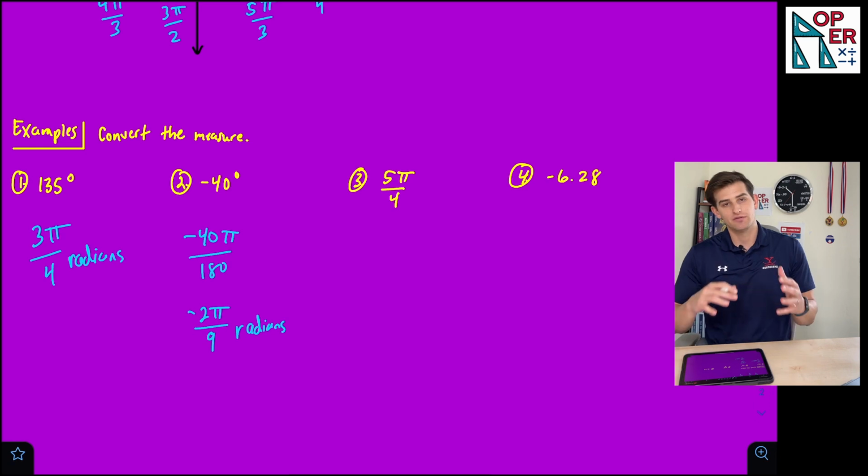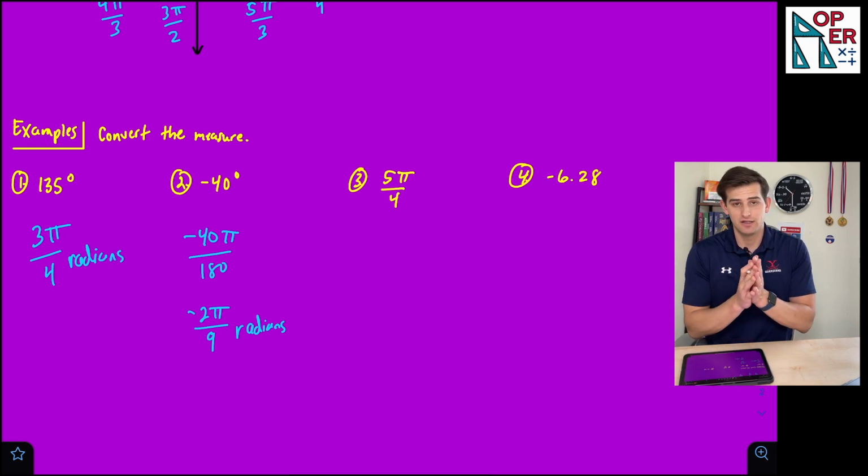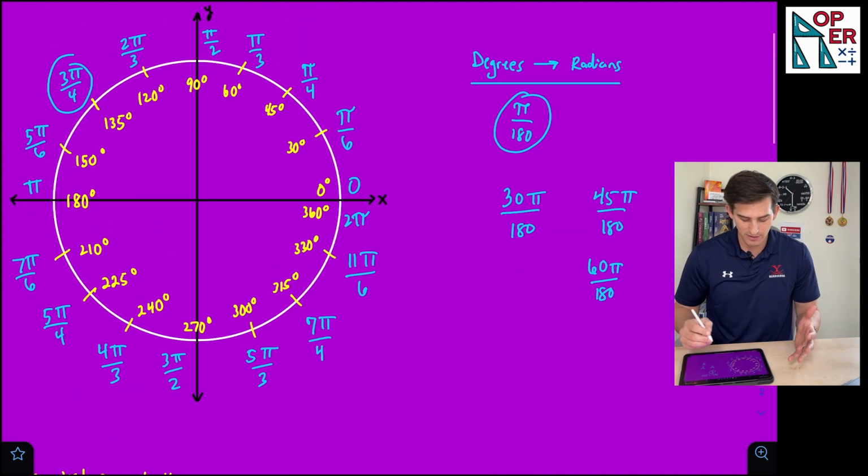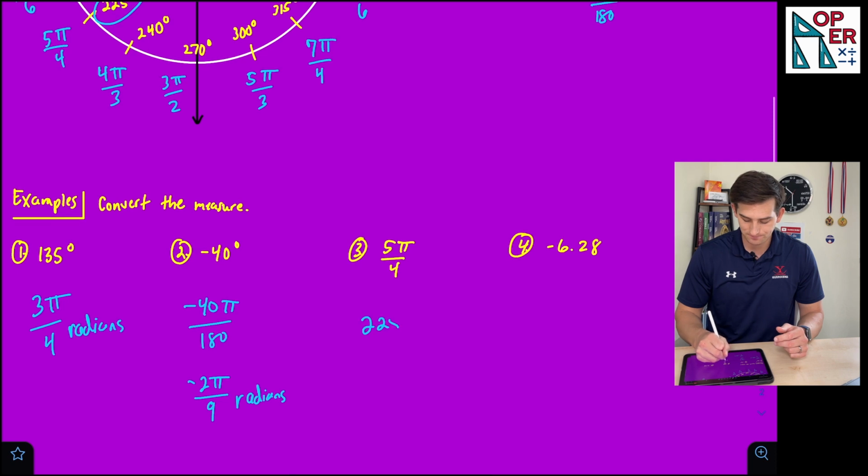All right, number 3, we're going from radians. We have pi in our measure, so we're going to convert it from radians to degrees. So 5 pi over 4, do we see 5 pi over 4? We do, and it is equal to 225 degrees.